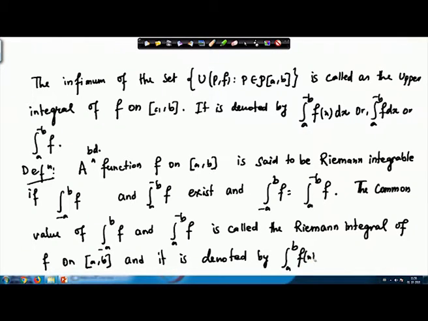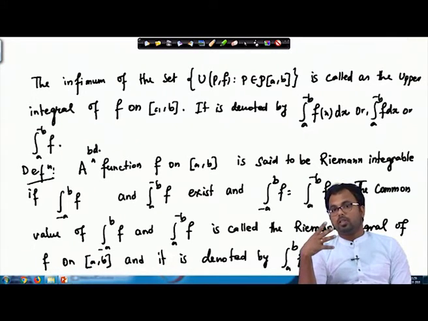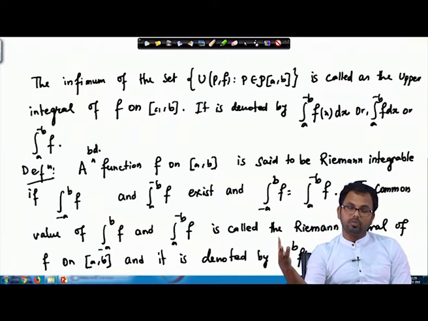We can write it as the integral of f(x) dx, or shorten it like before simply as the integral from a to b of f dx, or a to b f. In order to talk about Riemann integrability, we first had to look into the concept of a partition, that is, how you get a partition of a closed interval.